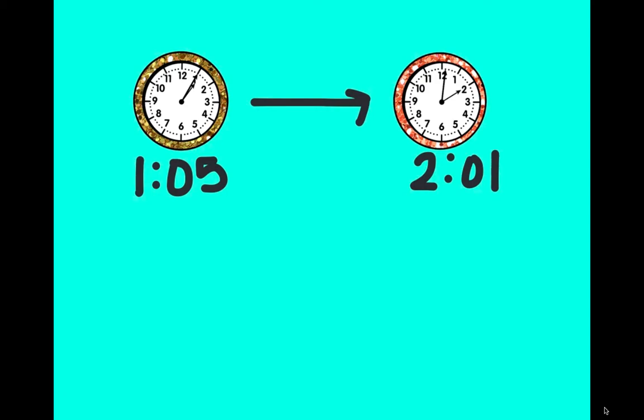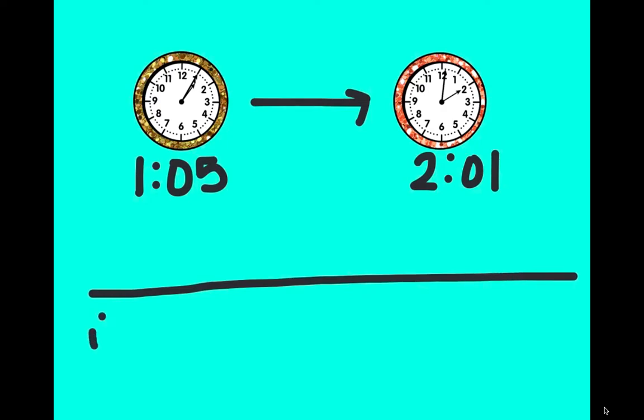So one of the things that I can do is I can create a number line, and I can say, my start time is 1:05, and my end time is 2:01. So I do not want to start before 1:05, and I do not want to end after 2:01. So one of the things that I can do is I can say, okay, well, from 1:05 to 1:15 is 10 minutes.